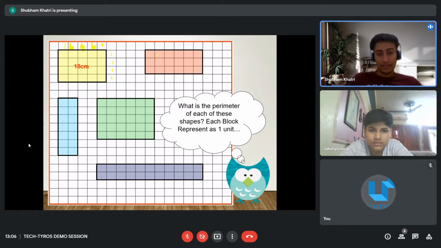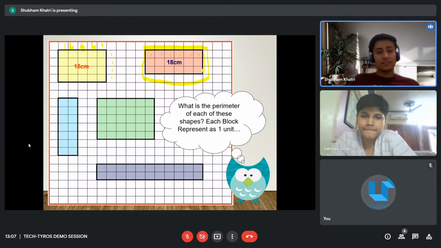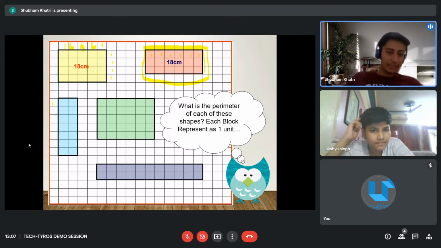Let's see the perimeter of this. Perimeter is this boundary, this yellow line that I am making, the outside boundary highlighted in black, as you can see. Let's see what is of this. 1, 2, 3, 4, 5, 6. It has 6 as length and 3 as breadth. Yes, this is also 18. Let's see this one. 2 as a length, and 1, 2, 3, 4, 5, 6, 7, 7 as its breadth. It is a vertical rectangle. So 7 and 2, what will be its perimeter? Let's check. It will also be 18 centimeter.